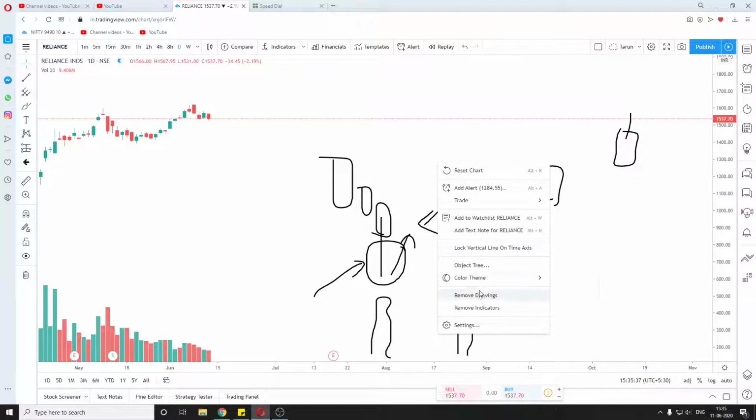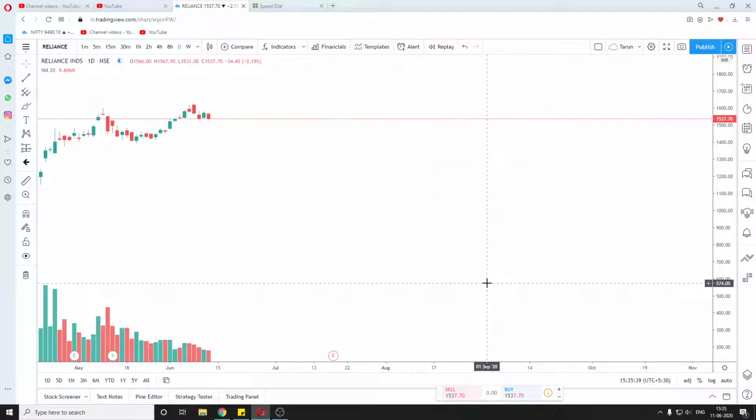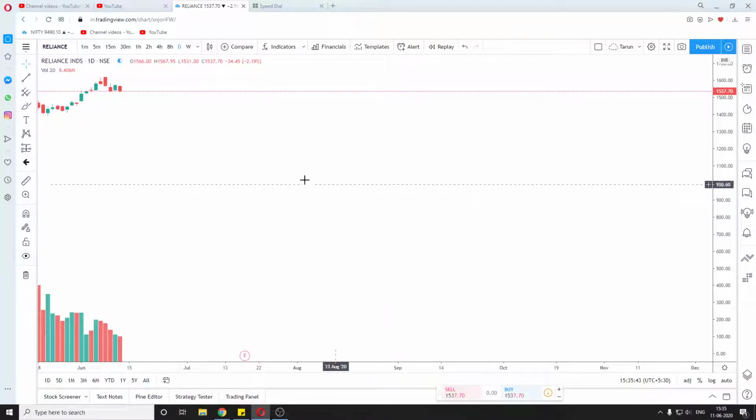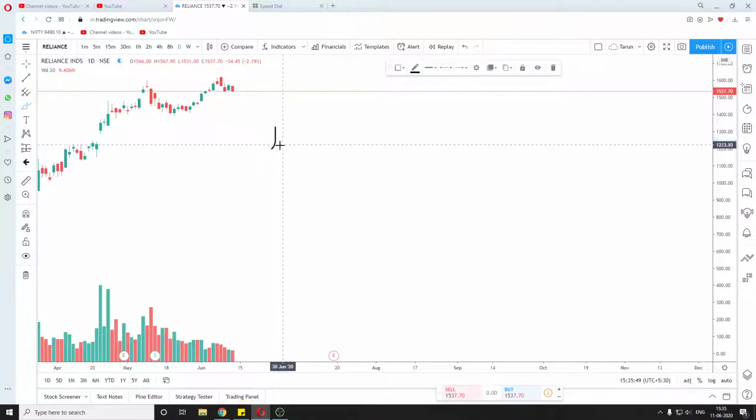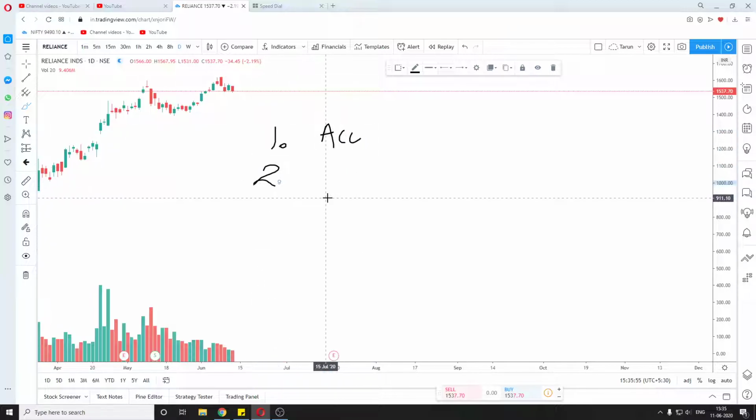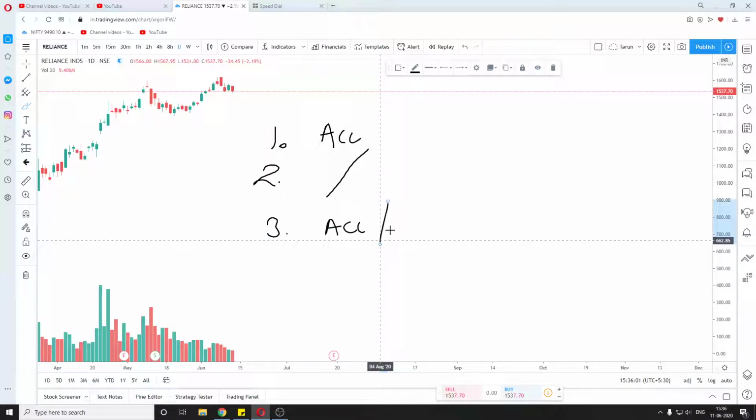Now we talk about our basic point of the uptrend and downtrend. The first phase in a market is accumulation, as we all know. The second is an uptrend, and the third is either more accumulation in an uptrend or the distribution phase, and then we have a downtrend again.